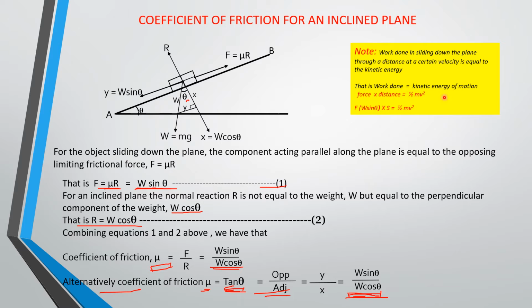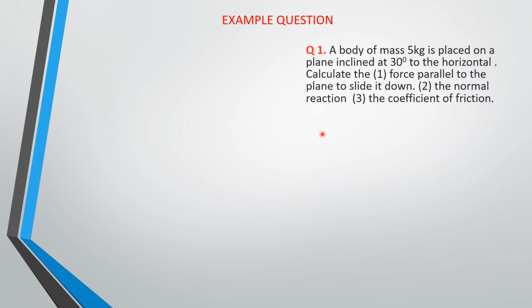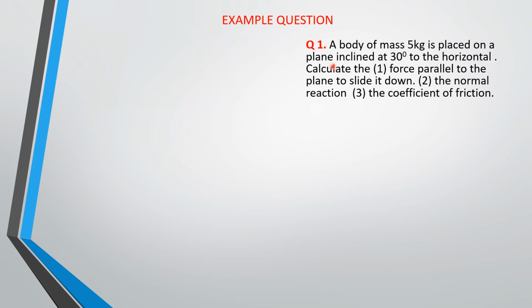Okay, so I'm going to solve a problem now. Okay, so let's look at this question. The question says that a body of mass 5 kg is placed on a plane inclined at 30 degrees to the horizontal. Calculate: 1. the force parallel to the plane to slide it down, 2. the normal reaction, then 3. the coefficient of friction.